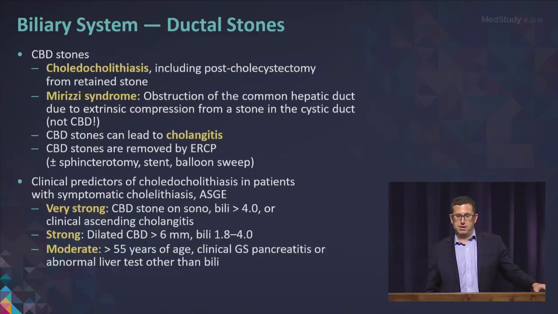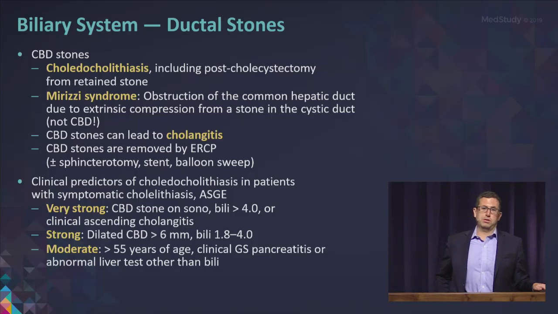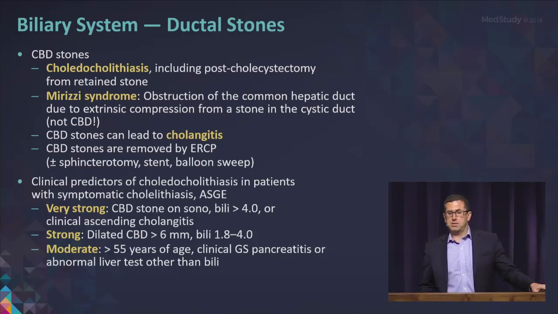but there's no stone. In terms of CBD stones, choledocholithiasis is frequently seen. It could even be seen after a patient has had a cholecystectomy. People could walk around for years with a stone in their common bile duct after they've had their gallbladder removed. There's something called Mirizzi syndrome where you could get a stone in the cystic duct and it pushes on the biliary tree. So even though there's no stone in the biliary tree, you can actually get kind of a pseudo-obstruction because of the stone in the cystic duct pushing externally.